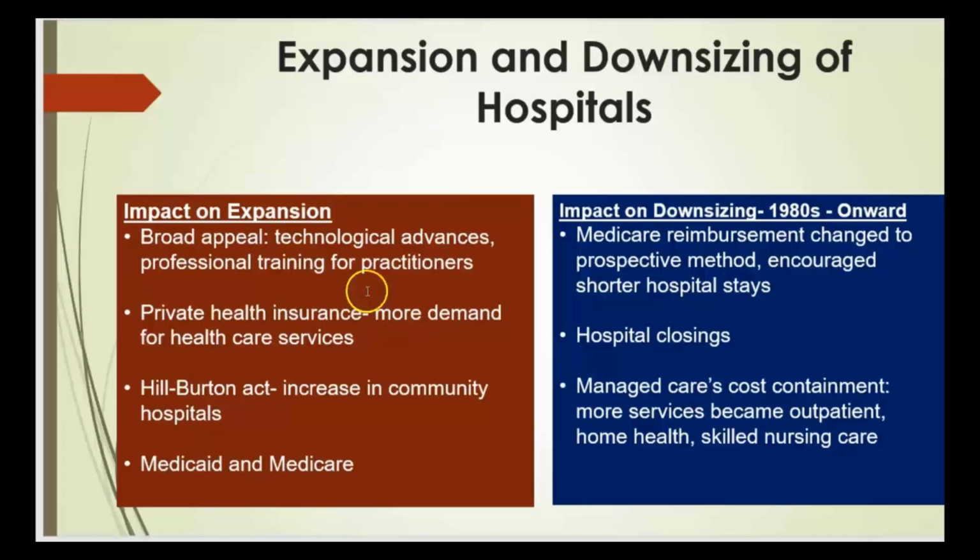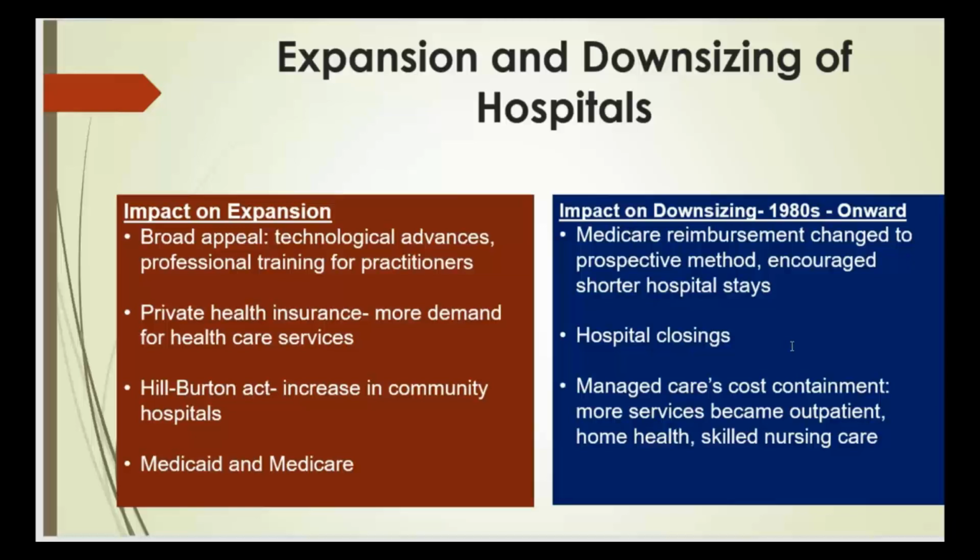Impact on expansion. These are the different factors that we've already touched on, we've already covered. And regarding the downsizing from the 1980s onward, there were three main factors, as you can see. The first one was changes in reimbursement. The second one is the growth of managed care. And there's also hospital closures. So Medicare no longer paid hospitals on a cost basis, as it did during that era of expansion.